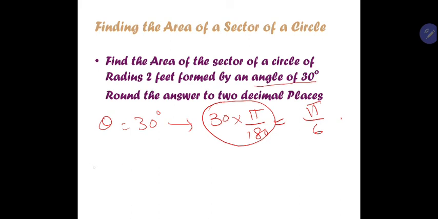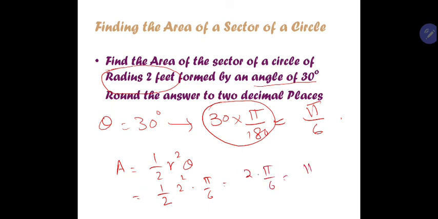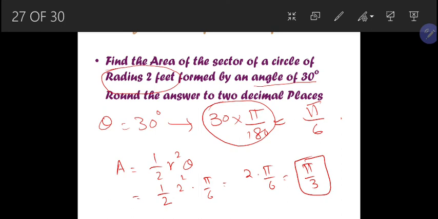We are now ready to use this angle in the formula of the sector. The formula of sector is half r square theta. As you can see, the radius here is 2 feet. So half times 2 square times pi over 6. That would give you, if you use your calculator, 2 times pi over 6, which is equal to pi over 3. So this is the area of the sector of the given circle.